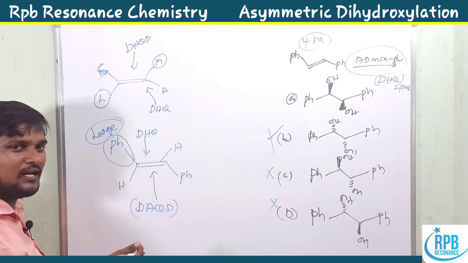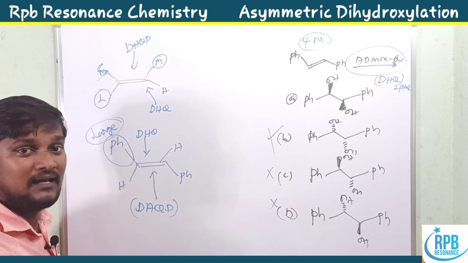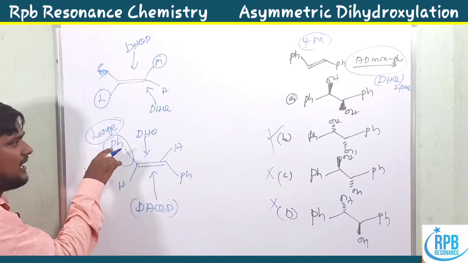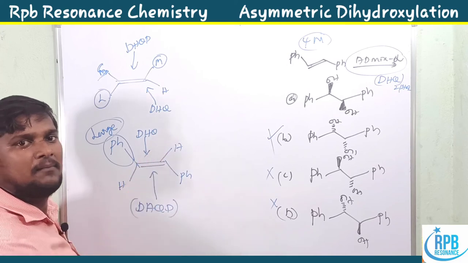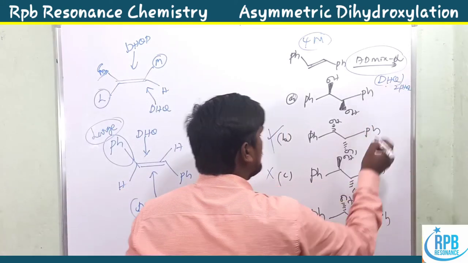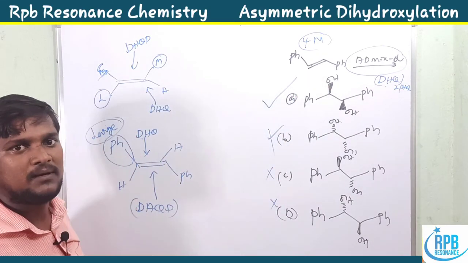If quite oppositely the large group is present at the left side top, then automatically DHQ will favor the top side attack and DHQD will favor the bottom side attack. Option number A is correct.